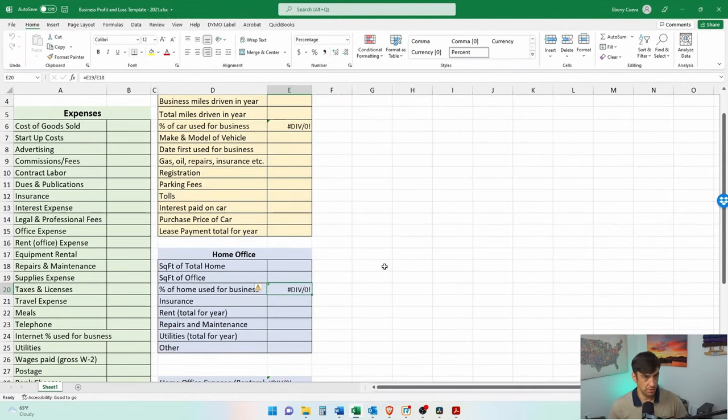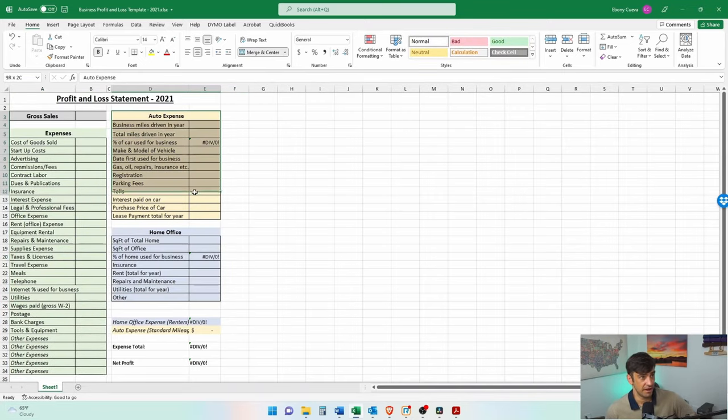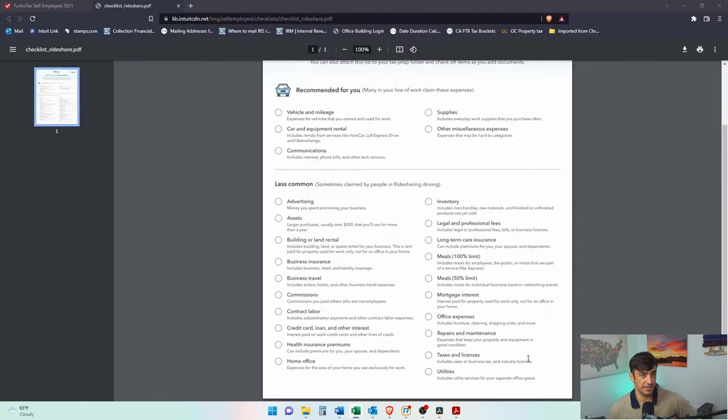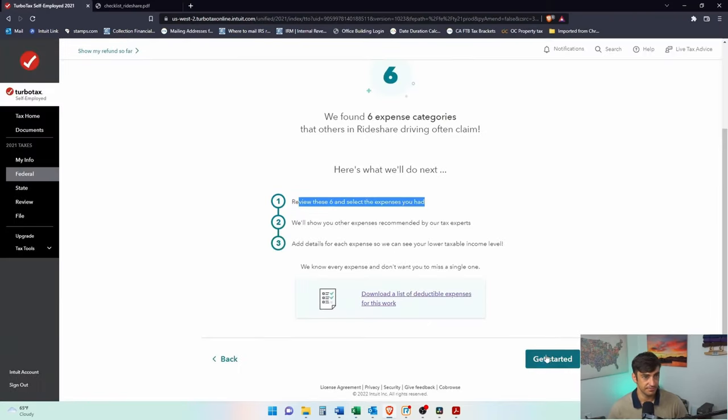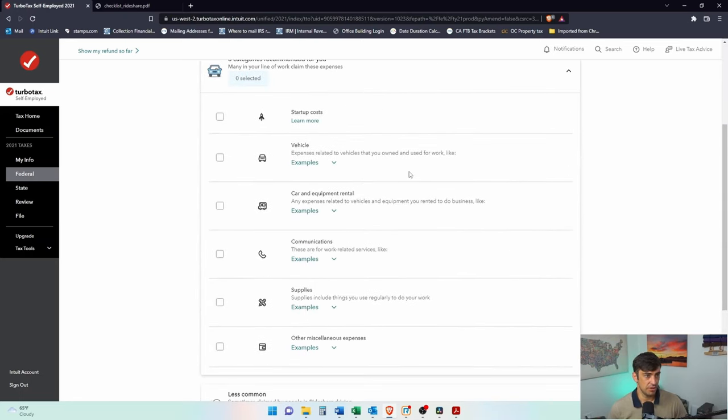Here it is, okay. You want to put gross sales, the total money that came in from your business, and then all the expenses here, right? All this for sure. If you have a home office, you fill this out. If you have an auto expense, you fill this out. And then this will help you get your net profit here, okay? That's essentially a P&L, or this here, but in an Excel spreadsheet. Get started.